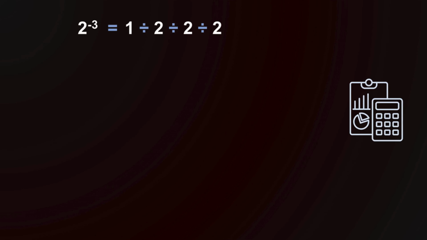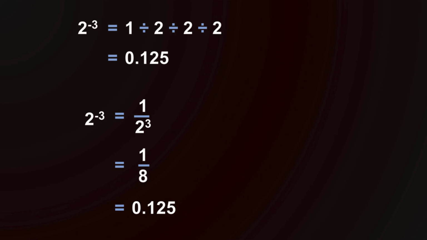By using a calculator, we can get the answer as 0.125. Now, if we write it in fraction form, as the law of negative power tells us, it's 1 over 2 cubed, which is 1 over 8, or 0.125. Whether you write it as a pattern of repeated division or in fraction form, like our inverse law shows, you get the same answer.